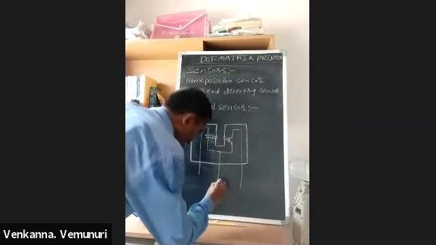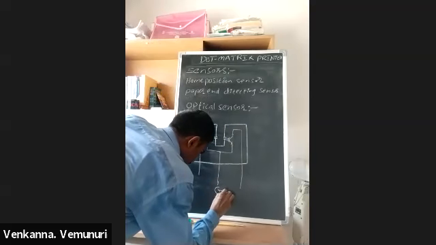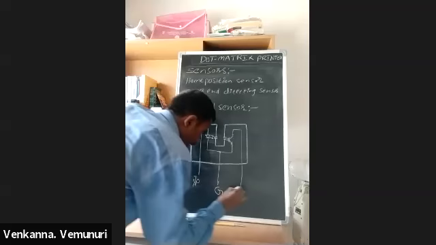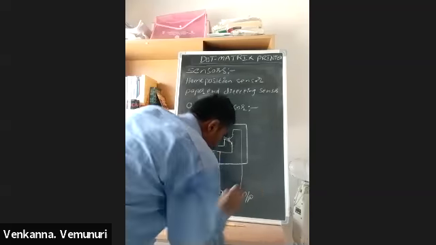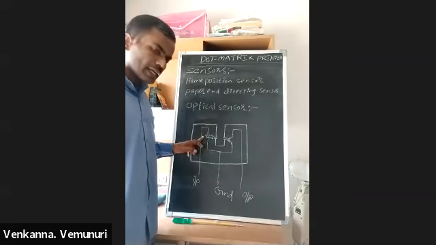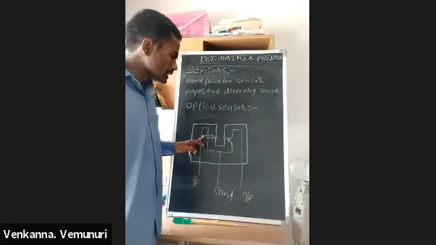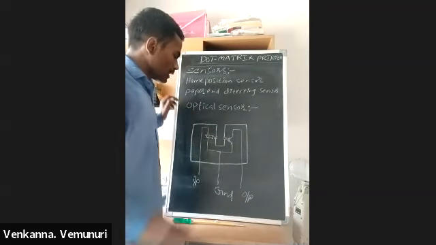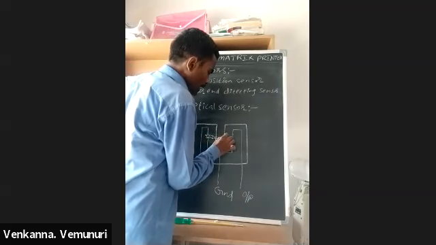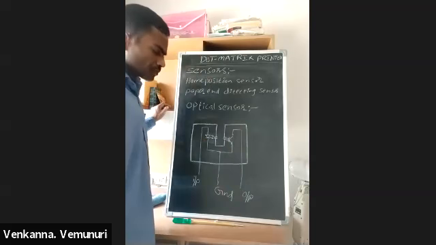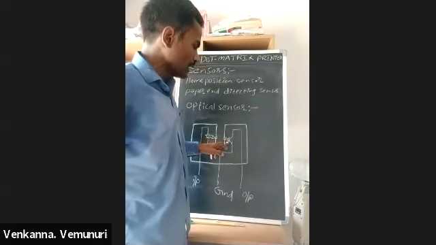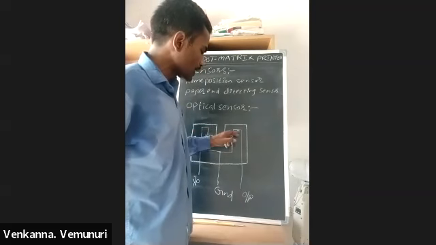Now here, this is the ground connection, this is the input connection, and this is the output. Here I am providing power supply to the input. At that time the LED is on and emitting light. That light passes through this gap and reaches this transistor. When this light drops on this photoconductive transistor, the transistor is on and the circuit is closed.